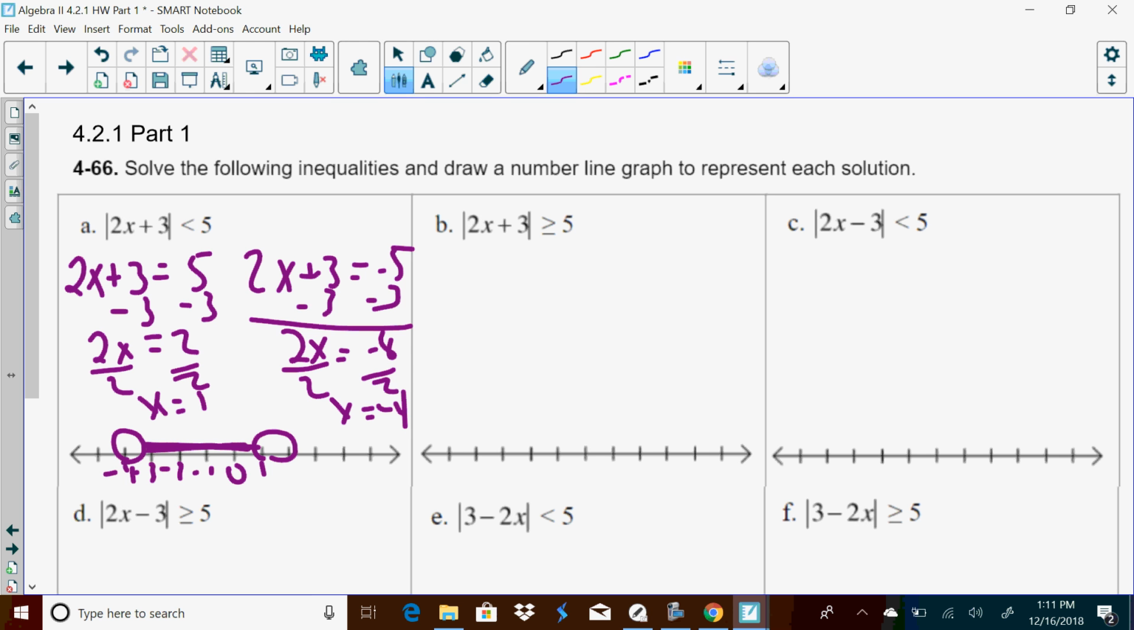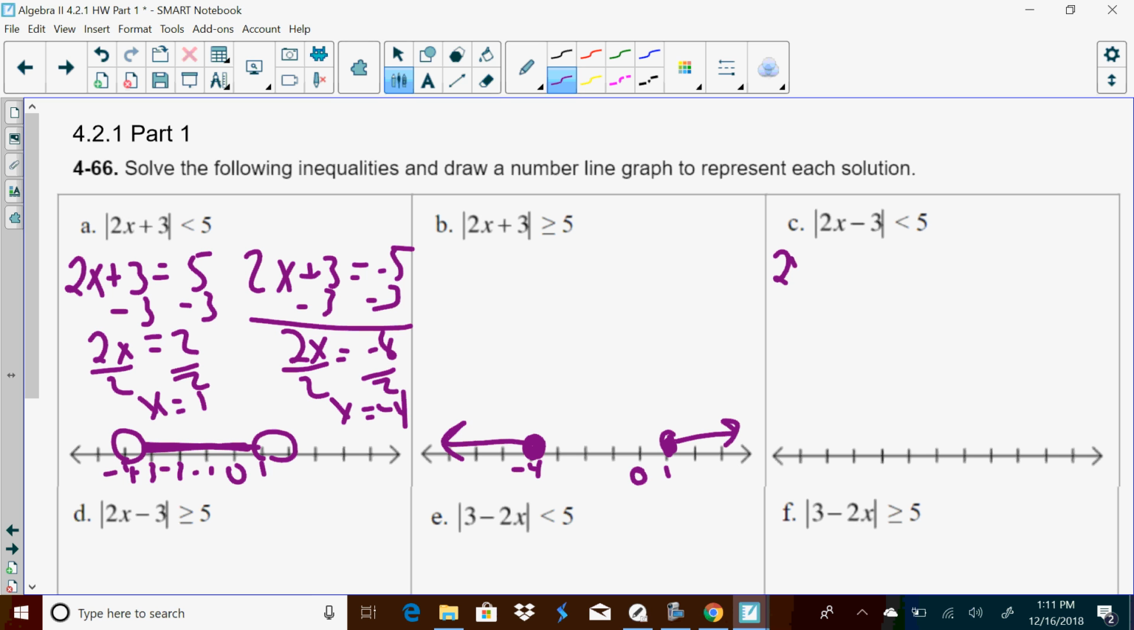This one is the same one, except it's greater than or equal to. So we actually don't have to solve. We know it's going to be at negative 4 and 1. They're going to be closed circles. And since it's greater than or equal to, they're going to go the opposite direction.